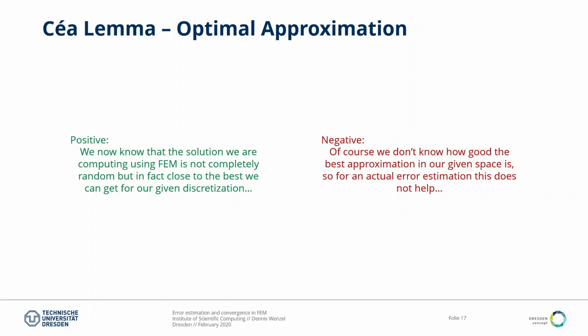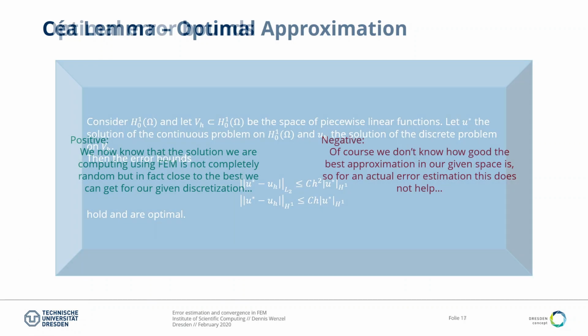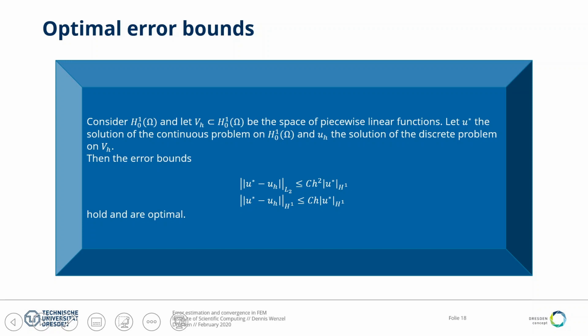It helps us in finding out that we're not just doing completely random stuff, but for the actual error estimation, for example, if you think about this example with the sine of 20 pi x with a high frequency, there it doesn't really help. Okay, let's see what more we can do. And the next step is to look at optimal error bounds.